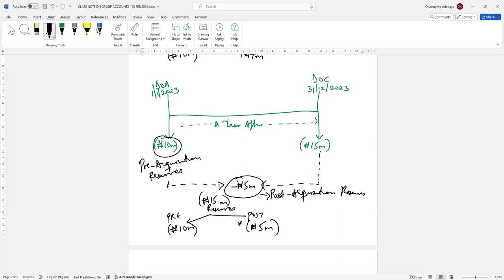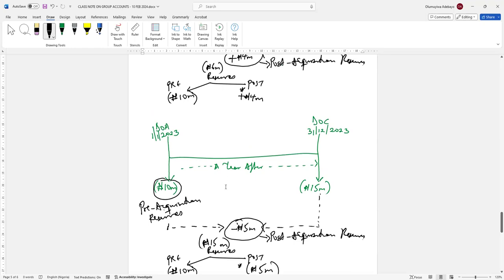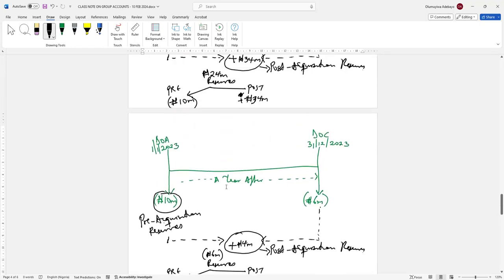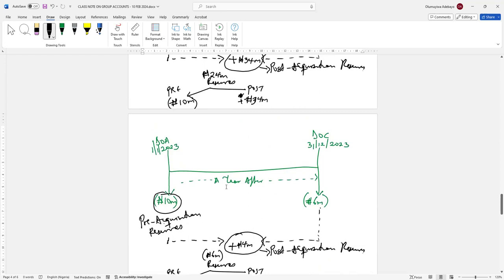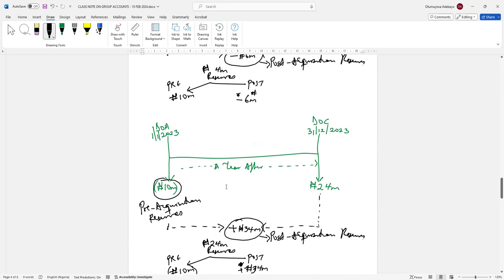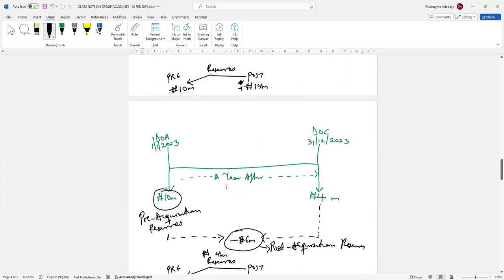What I've just shown you are scenarios that make you be able to split your reserves at the date of consolidation at every point in time into pre-acquisition and post-acquisition. And that is what we try to emphasize here, so that you don't need to cram anything, you should have the understanding. And that is that. Okay.